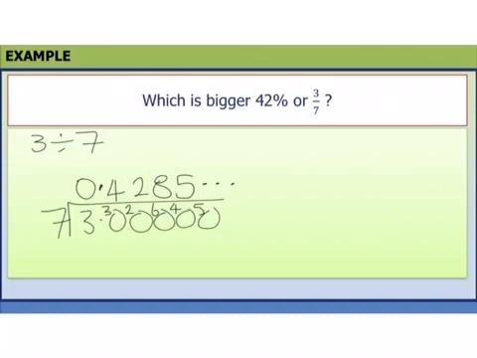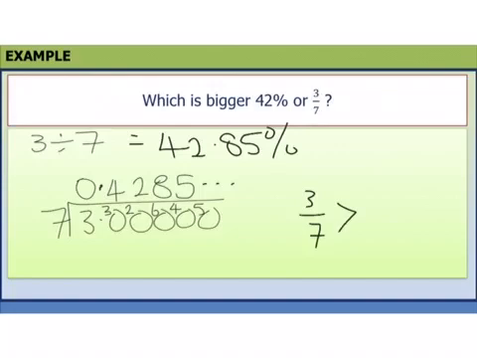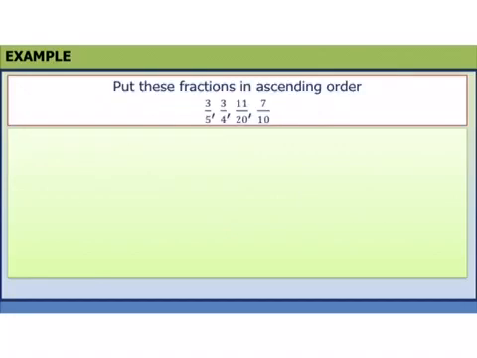It will start repeating a pattern, but we have enough information to work this out because 3/7 is 42.85%. And that's a tiny bit bigger than 42%. So we can write 3/7 is greater than 42%. And we'll use an inequality symbol to say that just because it's a little bit nicer and a little bit neater. So 3/7 was just a little bit bigger there.